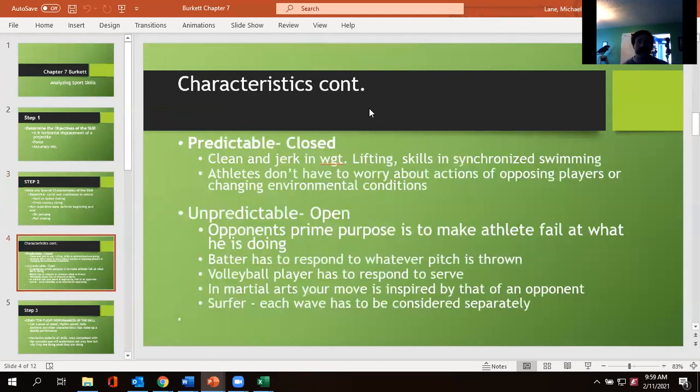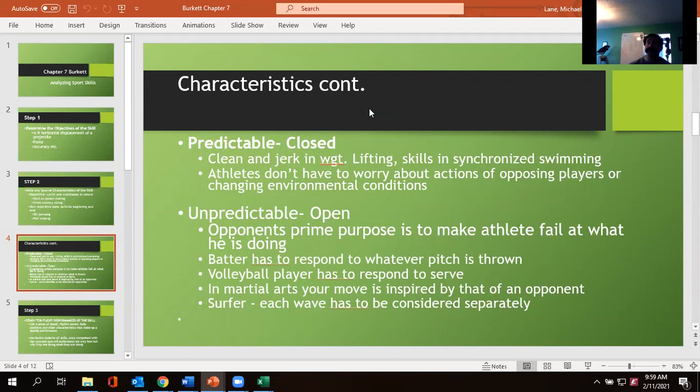Then, is the skill we're looking at going to be predictable or unpredictable? So predictable meaning it's going to be the exact same thing every single time. So as far as throwing the javelin, throwing the shot put, doing the 100-meter sprint, etc. Yeah, the weather can change a little bit, but it's essentially the same thing over and over again.